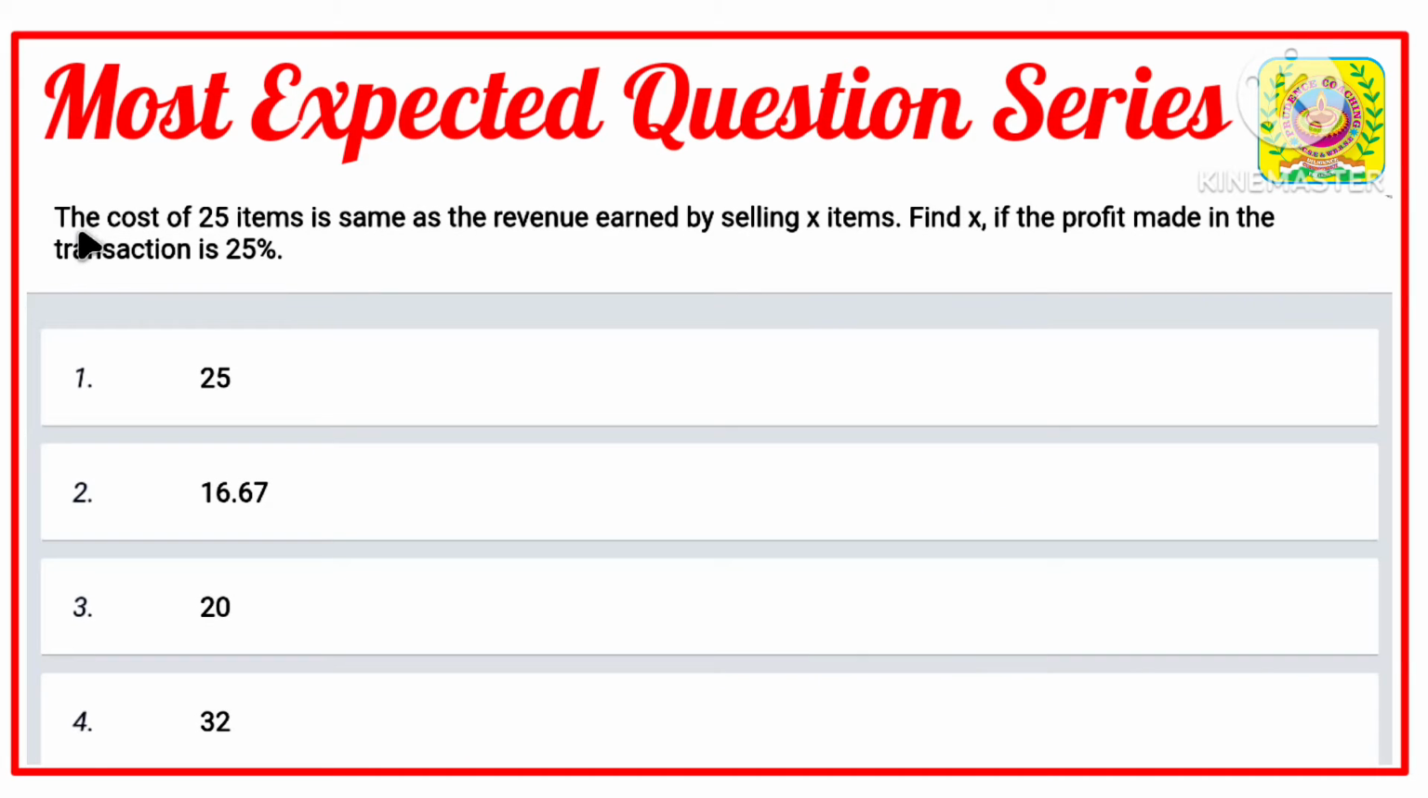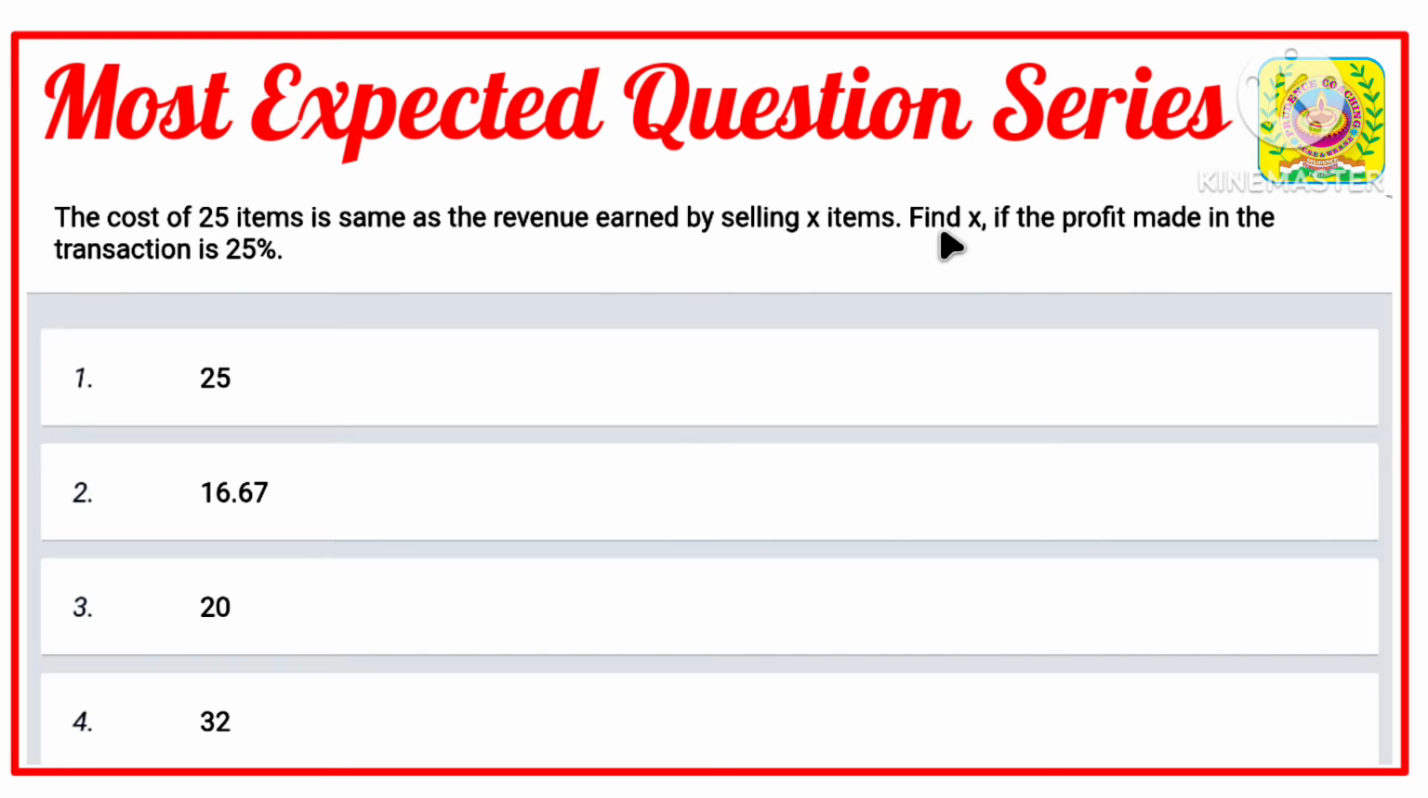exam. So here it is given the cost of 25 items is the same as the selling price or the revenue earned by selling X items. That means what? If you buy 25 items, whatever money you need to pay, that is equal to the revenue earned or the selling price by selling X items. So if you sell X items, whatever money you earn is equal to the cost price you have paid for 25 items. So this is concluded from the first line.